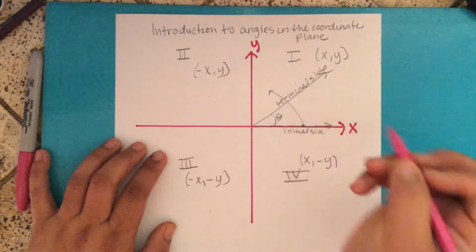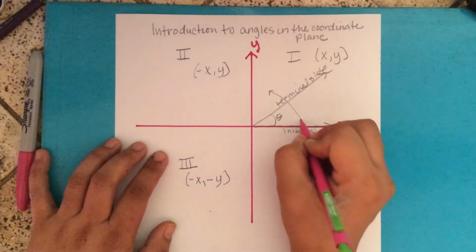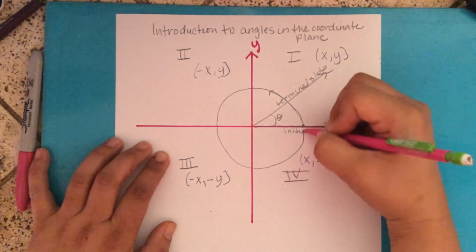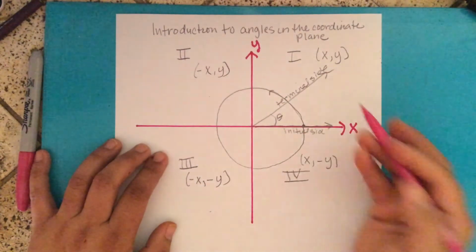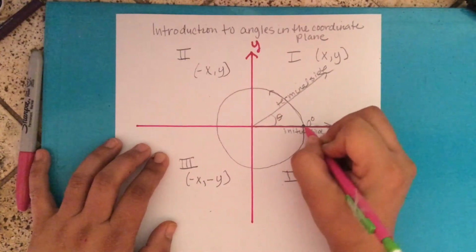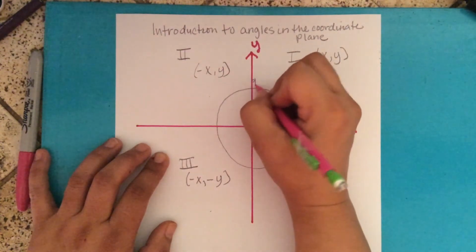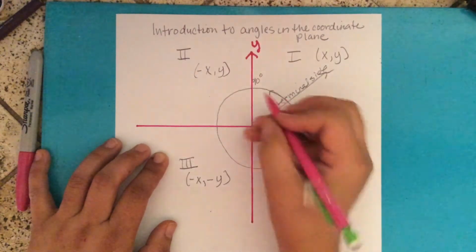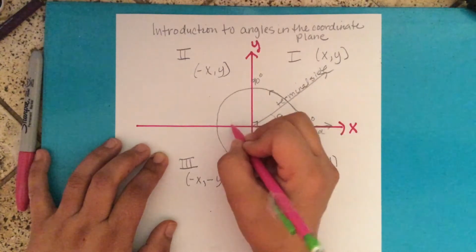Now, we also need to talk about composing a circle inside the coordinate plane. So you start from here, that's 0 degrees, and then you go right here, that's 90 degrees, because it makes a right angle right here. You keep on going, so you're going to have a right angle.